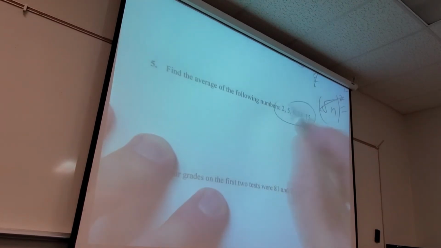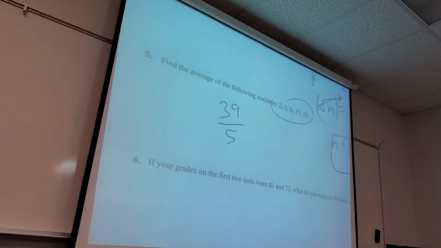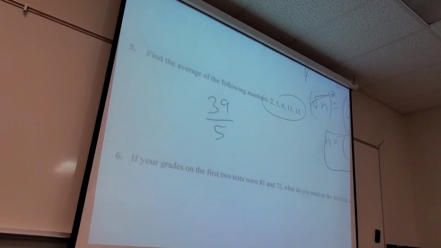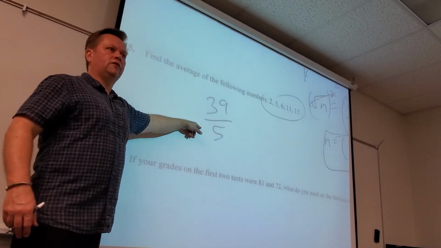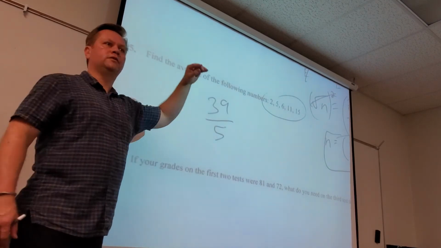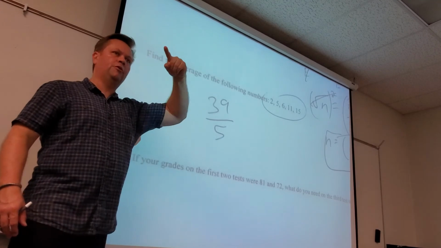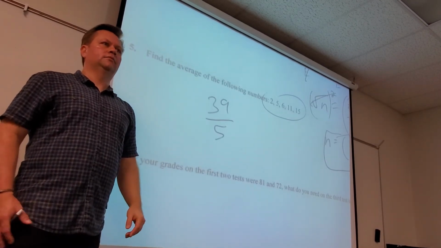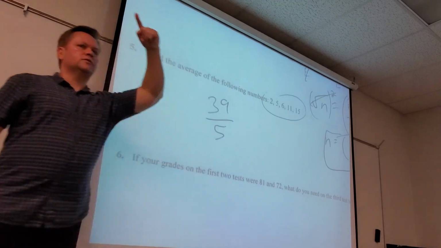So when you add these all up, you get 39, right? Now here's a cool trick. You can just do 5 into 39, that's fine. But whenever I divide by 5, if I double the top and bottom, I'll have a division by 10. And division by 10 just moves the decimal back once. So if I double this, I get 78 divided by 10, which is 7.8. Bam. So divide by 5 is double, move the decimal back once.